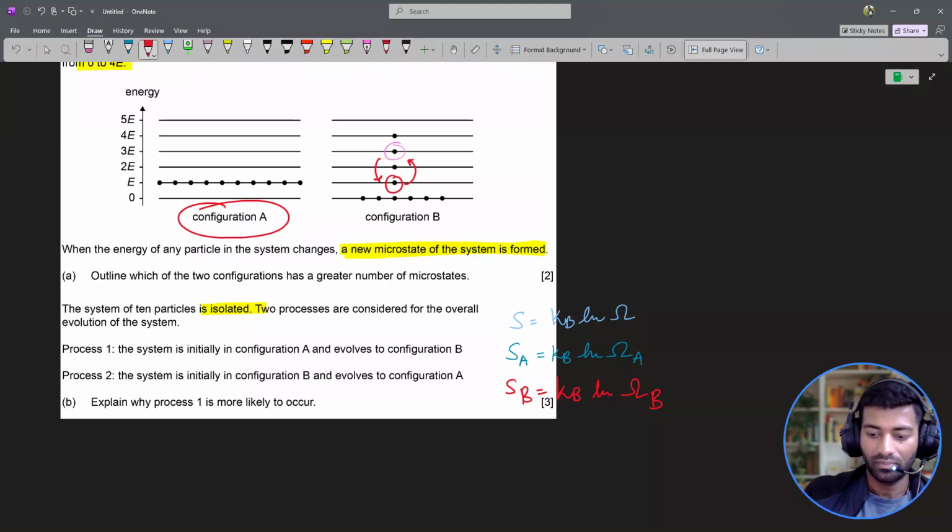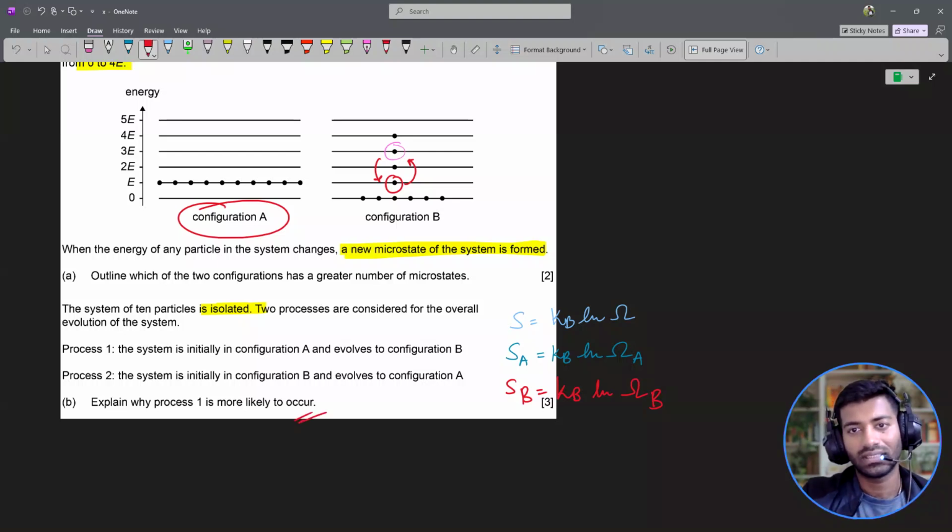Now, if I look at process 1, the system evolves from A to B. It's an isolated system, and we know that the entropy of an isolated system never decreases. So in process 1, we are going from lower entropy to higher entropy. This becomes a more likely process to take place. But for process 2, we are going from B to A. B to A implies the entropy is decreasing. This is less likely to happen, right? So that's your answer to part B, because entropy will increase.